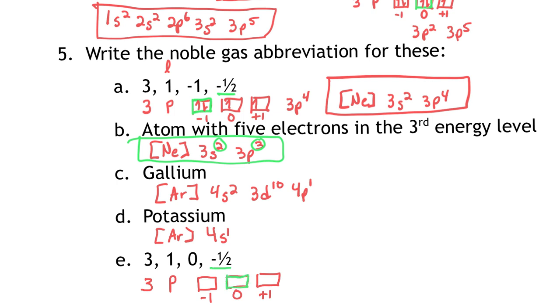Now, I'm going to be looking at this box here, and I'm going to be stopping with that down arrow. So let me draw in: we've got up arrow, up arrow, up arrow, down arrow, down arrow. So my thing is going to be 3p, and I've got a total of 5, so 3p5. I'm in the 3rd energy level, so I need the noble gas from the 2nd energy level, which is going to be neon. And then just continue my electron configuration: 3s2, 3p5, and I'm done.